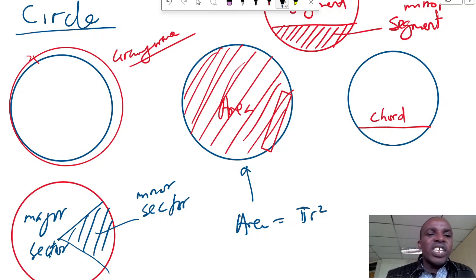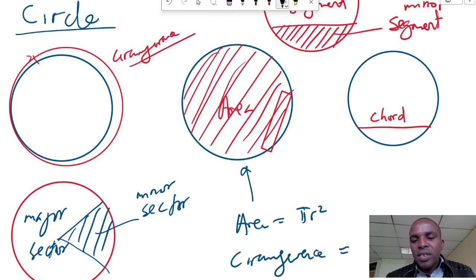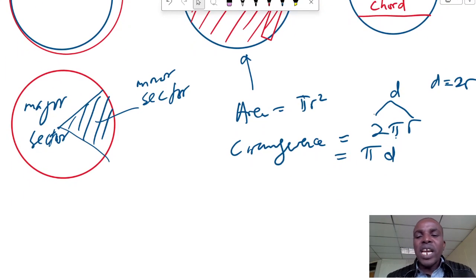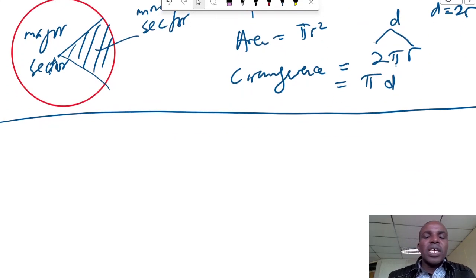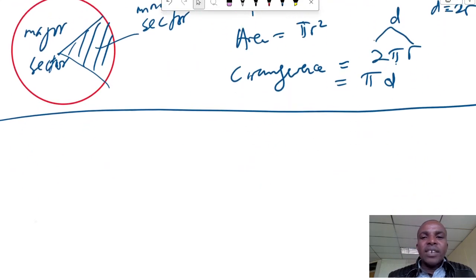The circumference of a circle, that's the distance right around the circle, is 2 pi r. Or you can say pi d, because 2r represents diameter. So it's the same as pi times diameter, which means diameter is 2 times radius. So you can use whichever, pi d or 2 pi r. Still, it will work. Right, for a circle, we are done.